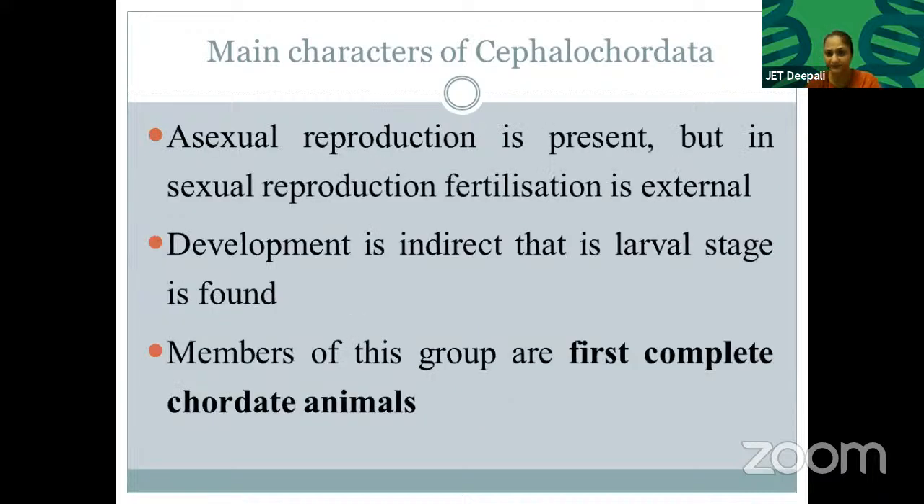Asexual reproduction is present. But if they are reproducing through the sexual mode, means sexual reproduction is taking place, then fertilization is external, means they lay their eggs outside. Development is indirect, that is, larva stage is present. Members of this group are the first complete chordate animals. So, chordate characteristics are starting from cephalochordates.